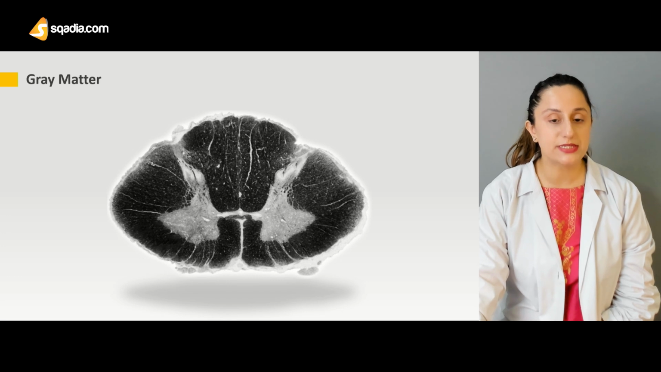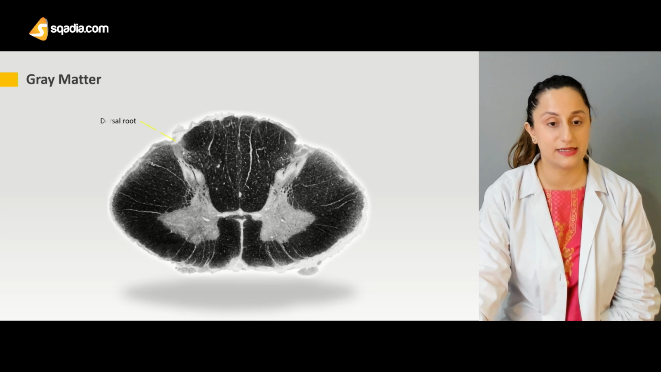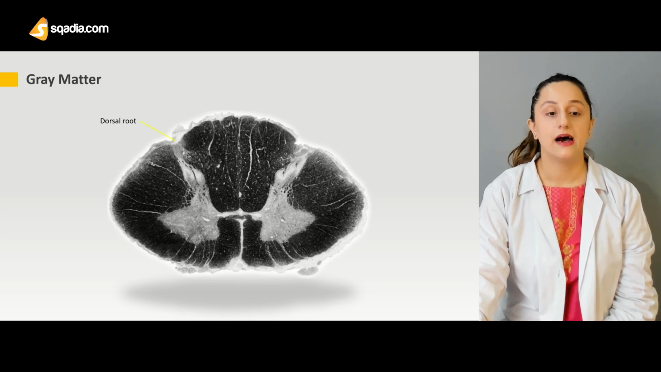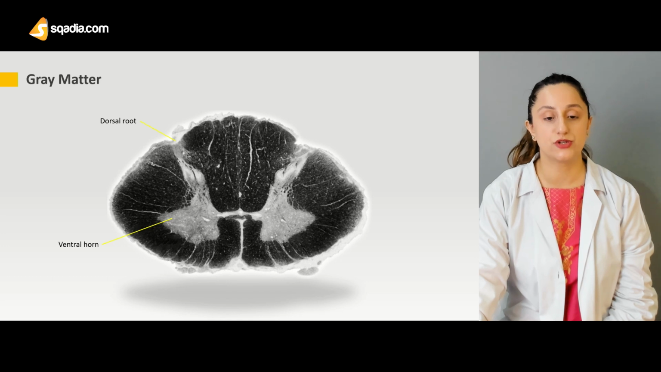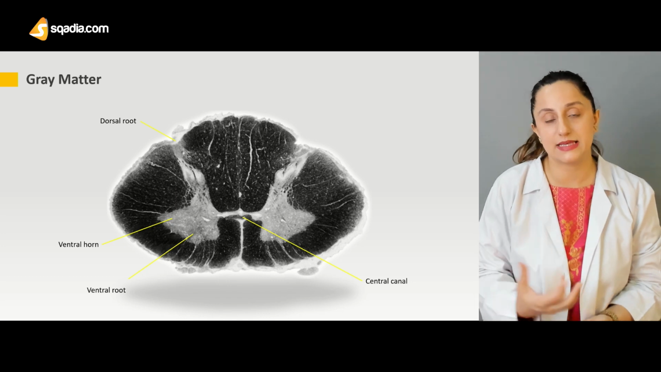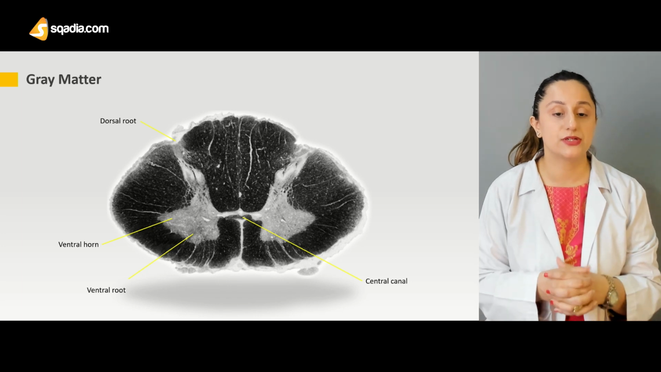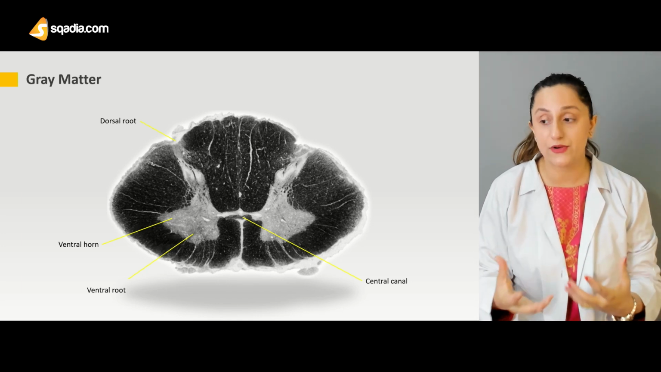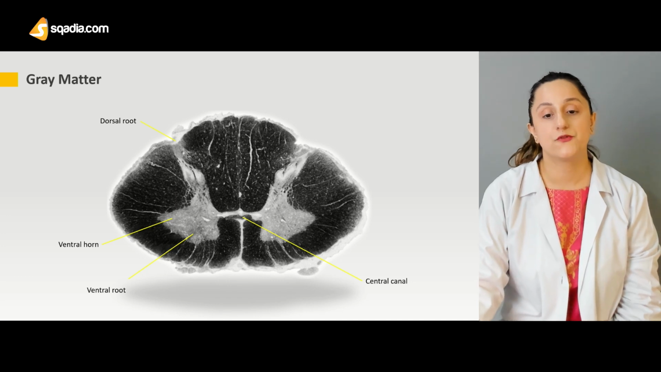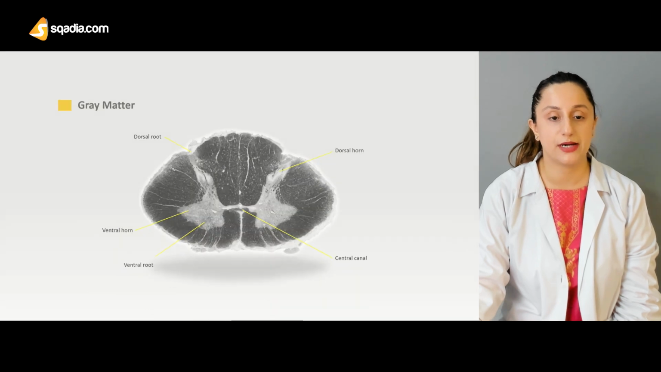This is a diagrammatic representation. When we look at the cut section of the spinal cord in a micrograph, it looks like this. This is the dorsal root, and this is the ventral root that we were talking about, and this is the ventral horn. This is the central canal, which is placed centrally, and the CSF is bathing inside this central canal. This H-shaped gray matter in the micrograph is characteristic for identifying the spinal cord. This is the dorsal horn that we were talking about.